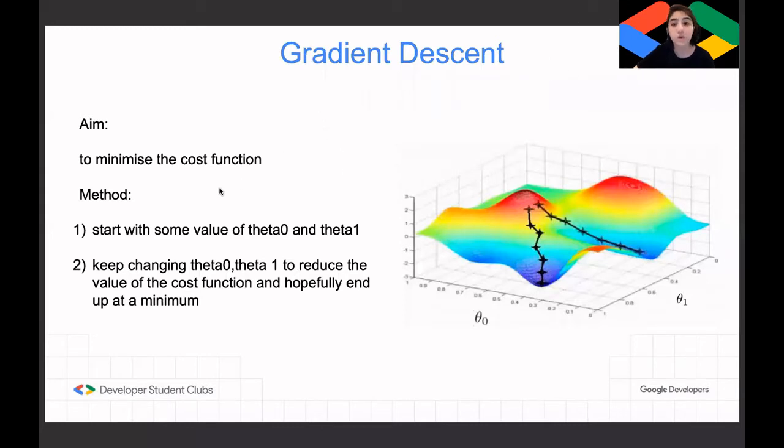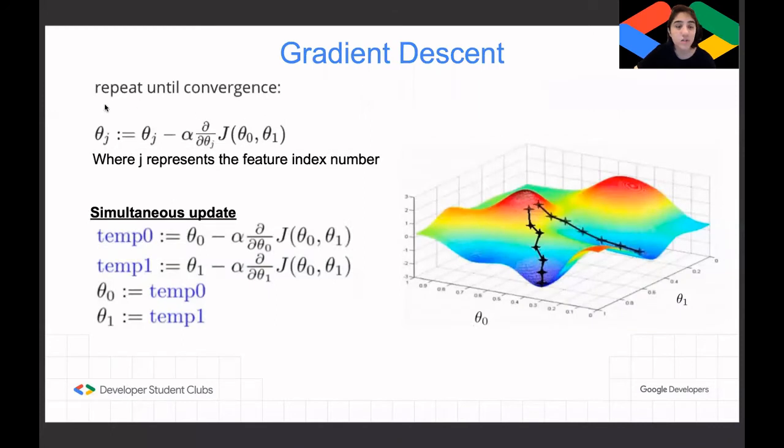Okay, so now we're going to talk about the actual algorithm that's used to minimize the cost function. And this is known as the gradient descent algorithm. The way that it works is that we start off with some value of theta 0 and theta 1, and then we keep changing those values of theta 0 and theta 1 to reduce the value of the cost function and hopefully end up at a minimum value. So that's what this graphic that we saw earlier is representing. And so this mathematical equation here defines how the gradient descent algorithm works.